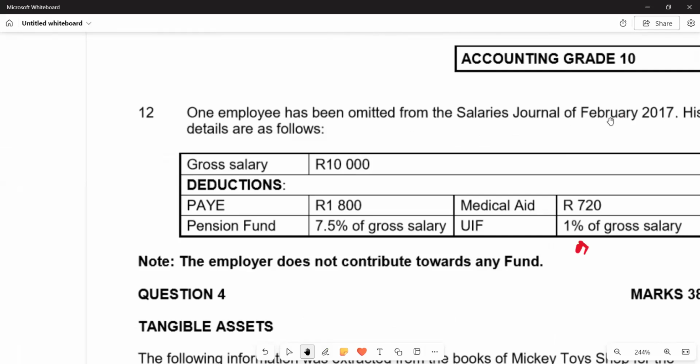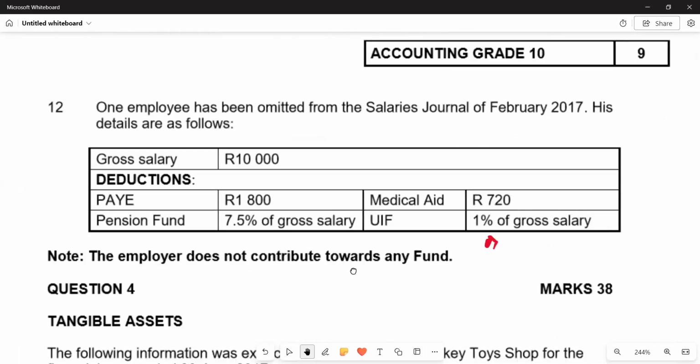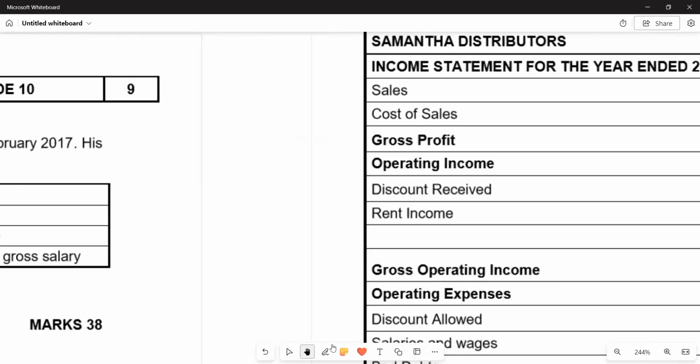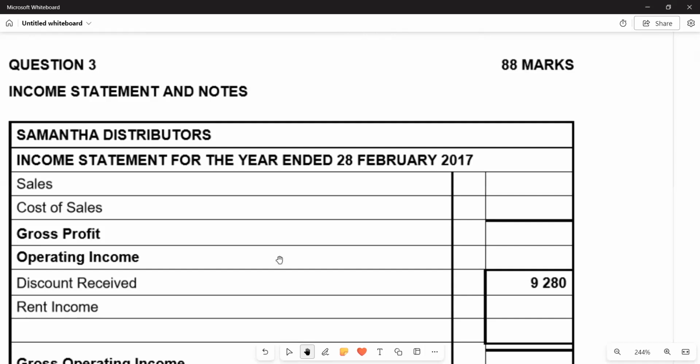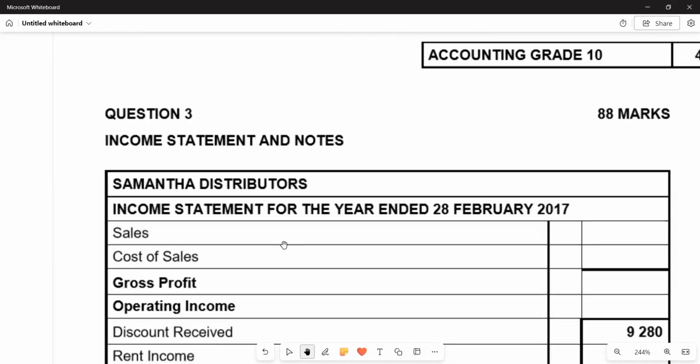Going to our answer section, this is our answer section for Samantha Distributors income statement for the year ended 20th February 2017. We're going to start with sales. We're going to look for the figure for sales, and obviously for adjustments that are going to affect sales, such as data allowances or sales returns that are going to reduce the amount for sales. We can also check whether there are any adjustments in the additional information that are affecting our sales. Then we can adjust as such.